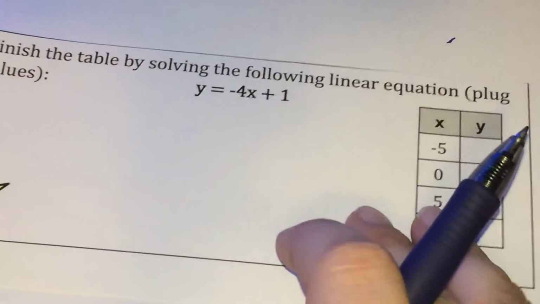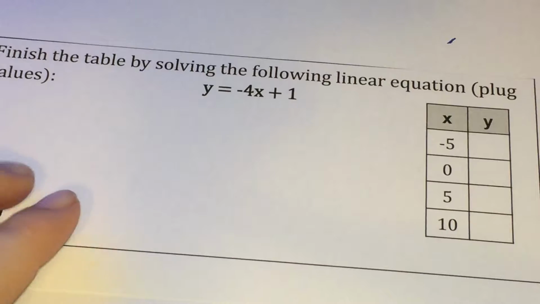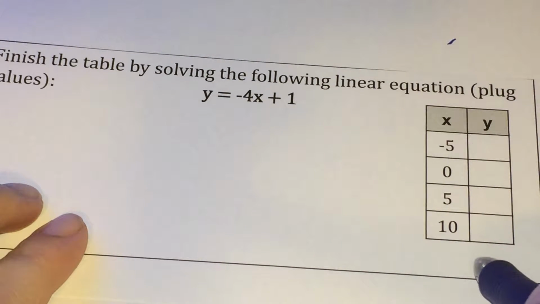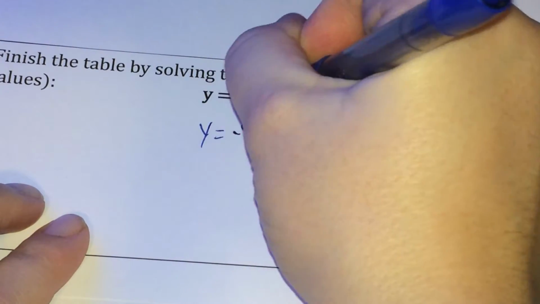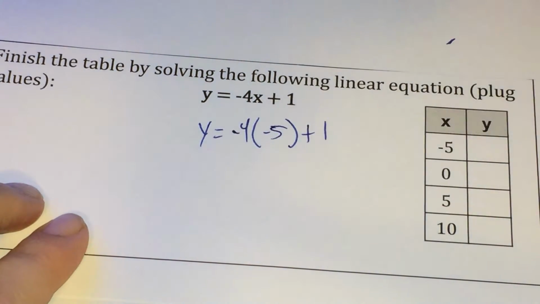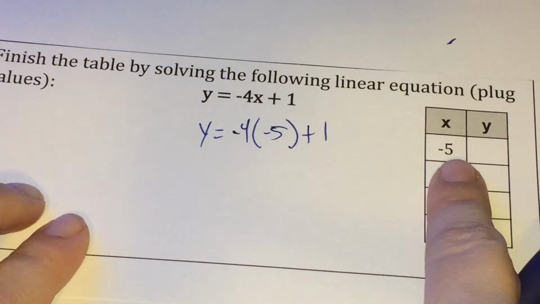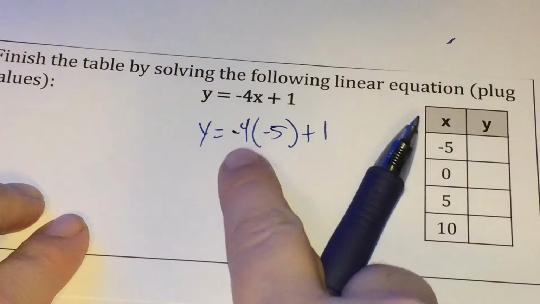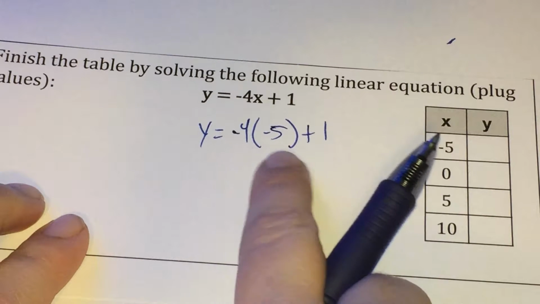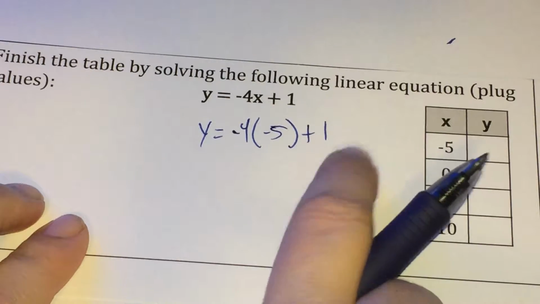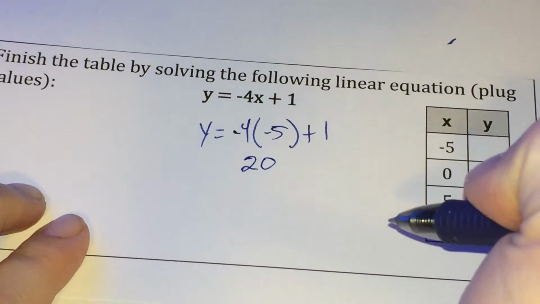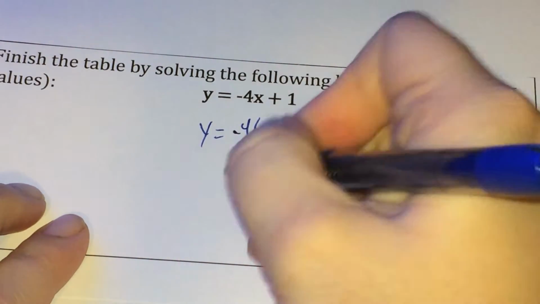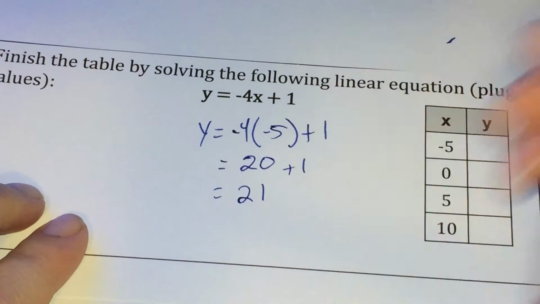For number 3, we are given an equation and a table, and it's telling us to finish the table. This is super easy. You should be really good at this by now because you've been doing this for a while. You just plug in your x values here where the x is. So we've got -4 times -5 plus 1. And remember, especially when you have your negatives, use your calculator. If you plug in negative 4 times negative 5, you're going to get positive 20 plus 1. And positive 20 plus 1 is 21.